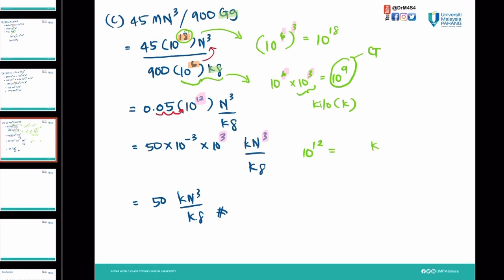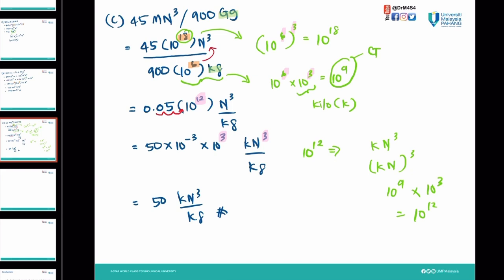Here you can see kilonewton to the power of 3. What does it mean? This means kilonewton to the power of 3. So kilo to the power of 3 is 10 to the power of 9. 10 to the power of 9 plus 10 to the power of 3, we get back to 10 to the power of 12. That's why we can convert into kilonewton cube.